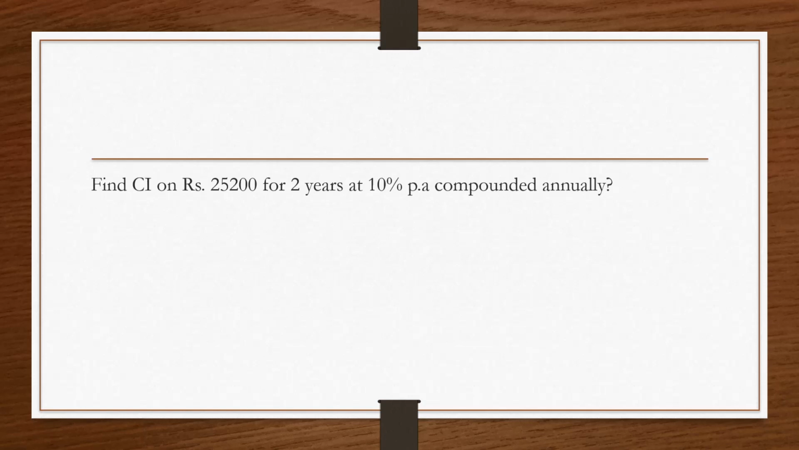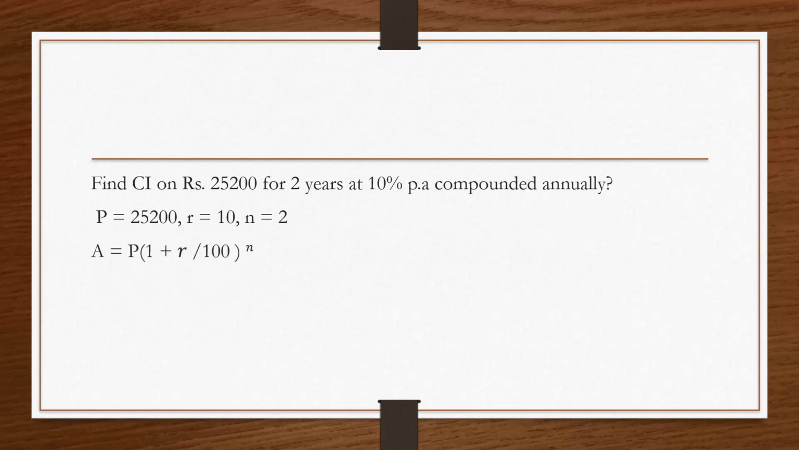For example, find the compound interest of rupees 25,200 for 2 years at 10% per annum compounded annually. Here the principal amount is 25,200, the rate of interest is 10 and n equal to 2. So applying the formula, we will get the compound interest as 5,292.